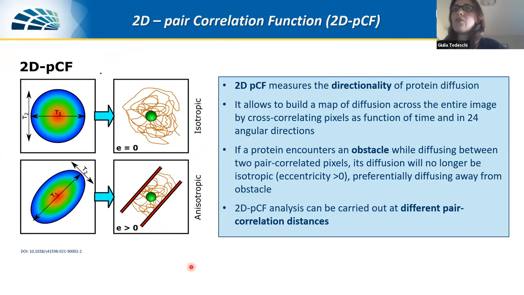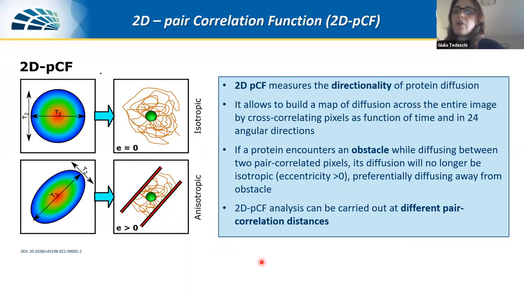Then we performed another kind of analysis, the 2D pair correlation function. Just briefly, this is an important kind of analysis that measures the directionality of the protein diffusion. With it, we can build a map of diffusion for the entire image by cross-correlating the pixels as a function of time and in different angular directions. By seeing the deformation of the pair correlation function, we can see if the protein is facing an obstacle, and we can discriminate between an isotropic diffusion, where we can use eccentricity as a parameter. If the protein has an isotropic diffusion, the eccentricity goes towards zero, whereas if you have obstacles, the eccentricity goes higher.